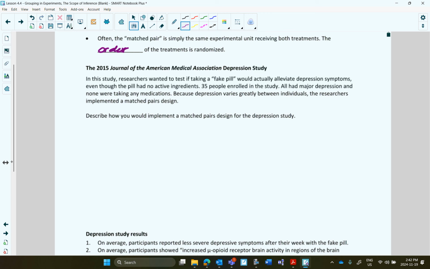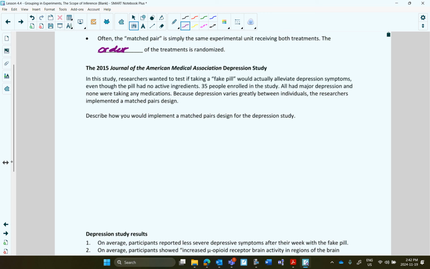No, there's no other pill. So you could flip a coin and say, you're going to take the fake pill for a month, and then you're going to be off that pill for a month. And then flip a coin again. First month, you're not going to be on any medication. Second month, you're going to be on a fake pill, even though they don't know it's a fake pill. Yeah, they could do that.